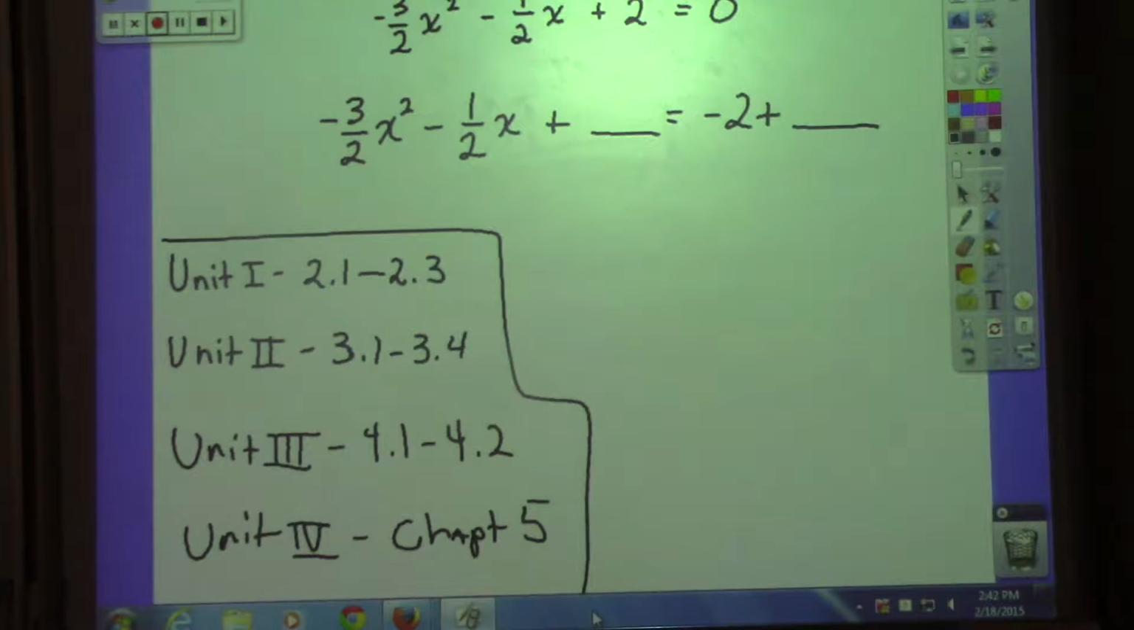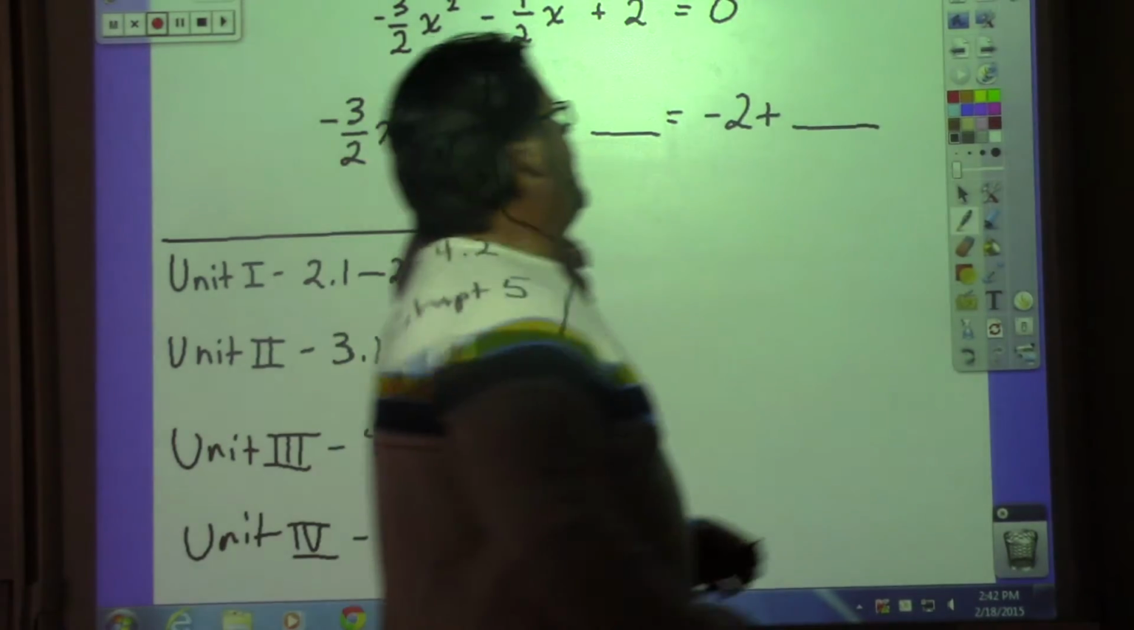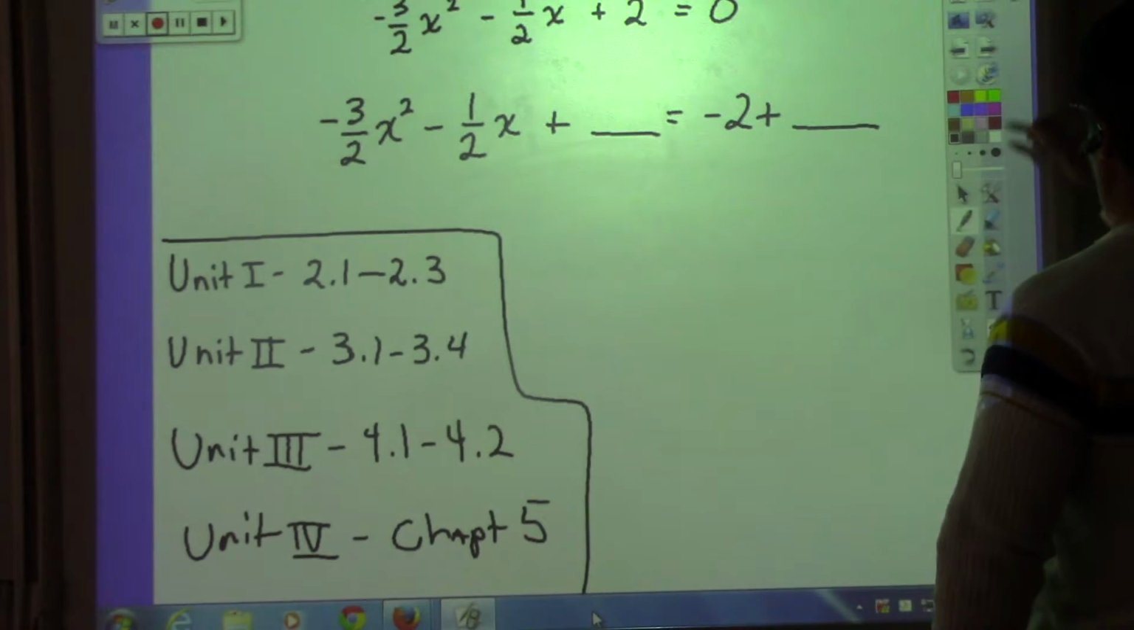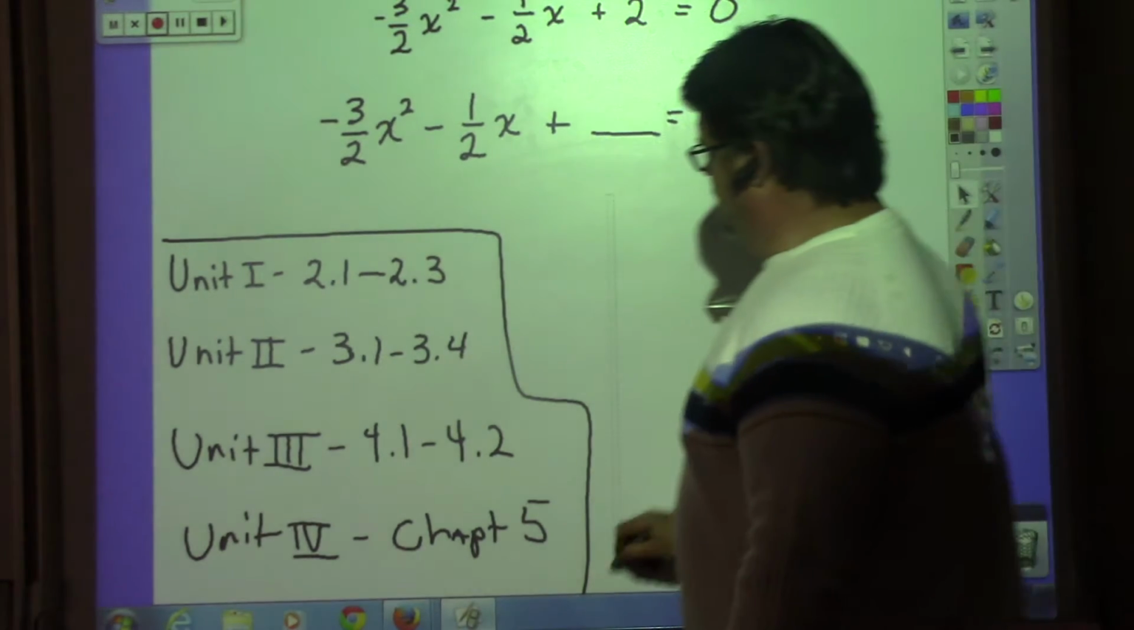Yep. Okay, awesome. Right now, we're finishing up 3.4. And I'm gonna probably put up a test on Unit 1 and Unit 2 in the next week. We're gonna talk about that after we do this problem. So let me take that over to the next page.